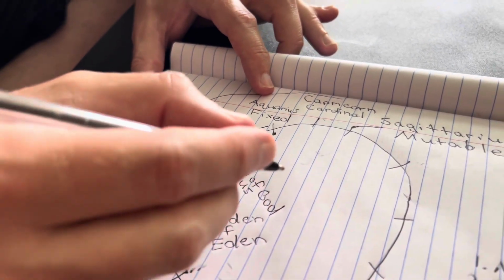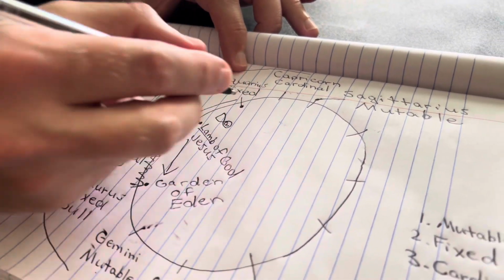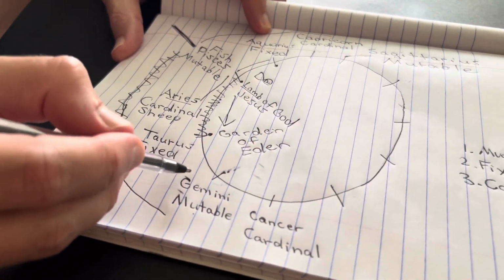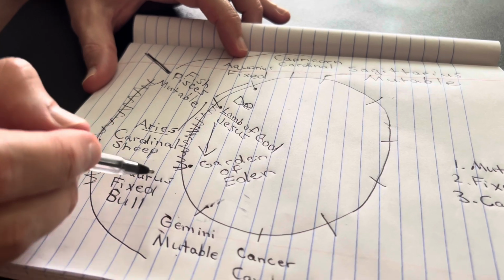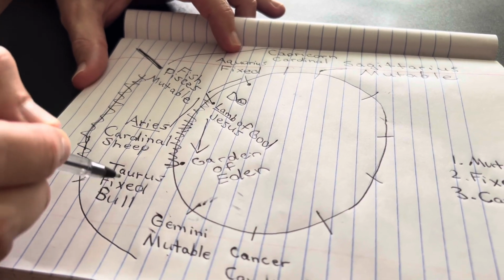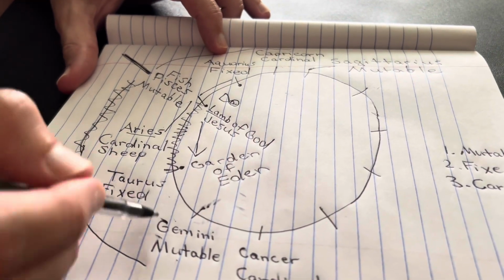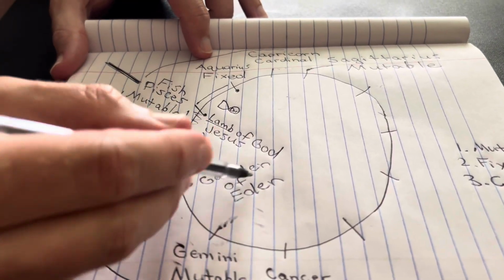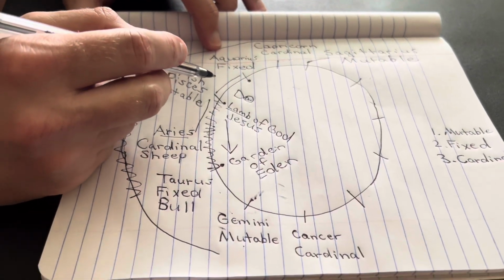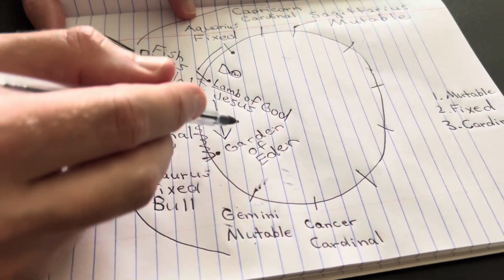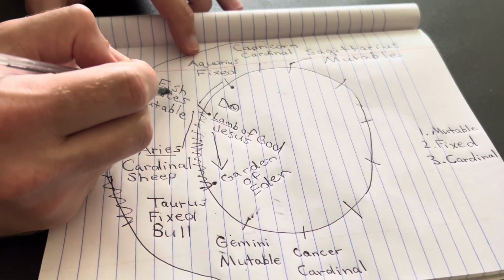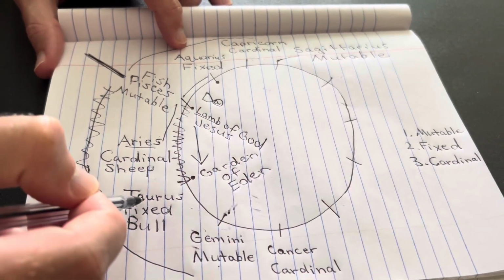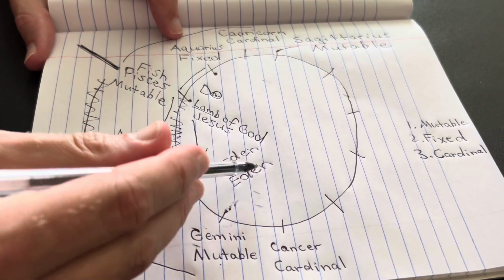Okay, so what you have here, see down here, it was the mutable Gemini, the cusp of mutable Gemini and of fixed Taurus. So the cusp of mutable and fixed down here brought on the first Garden of Eden. Well, it probably wasn't the first, but it was the first as far as we can remember. And then up here, mutable leads into fixed. The cusp of mutable and fixed, Garden of Eden.